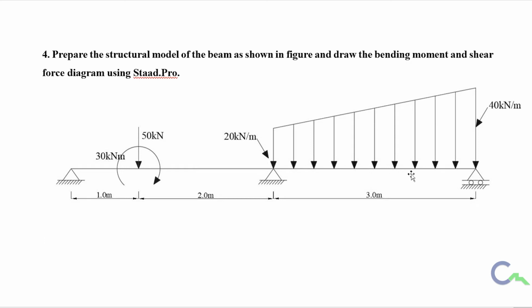For the second span, they provided one trapezoidal load which has 20 kN per meter on the left side and 40 kN per meter on the right side. I am going to solve this problem in StatPro.